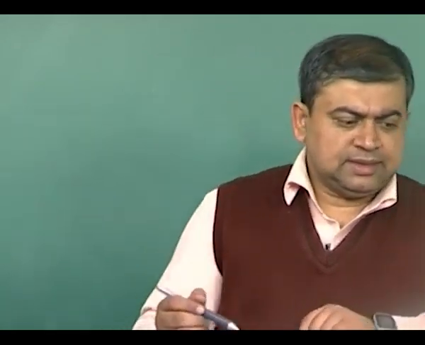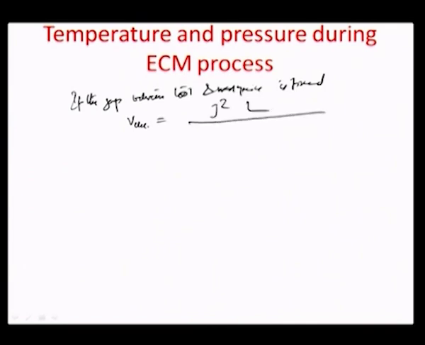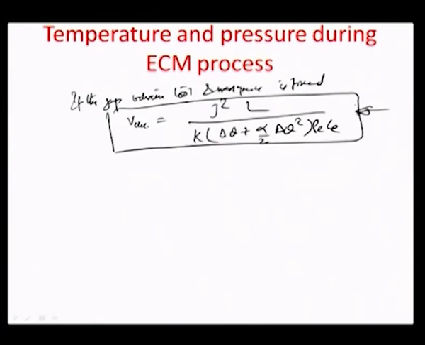So, let us finally summarize that if the gap between tool and workpiece is fixed, the electrolyte velocity can be calculated by square of J, the current density, times L, the total length of the electrode, divided by conductivity K (delta theta plus alpha by 2 delta theta square) rho E C E. So, this is the total velocity of the electrolyte in question.